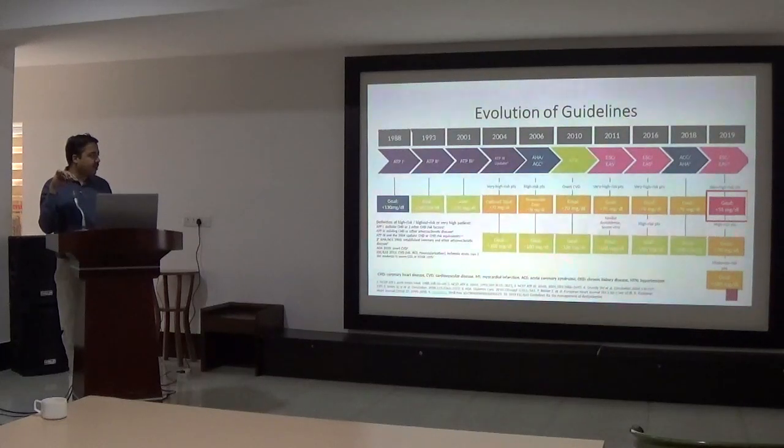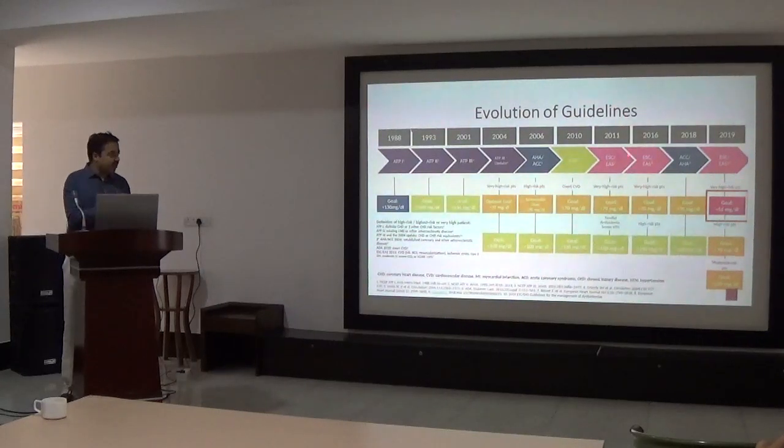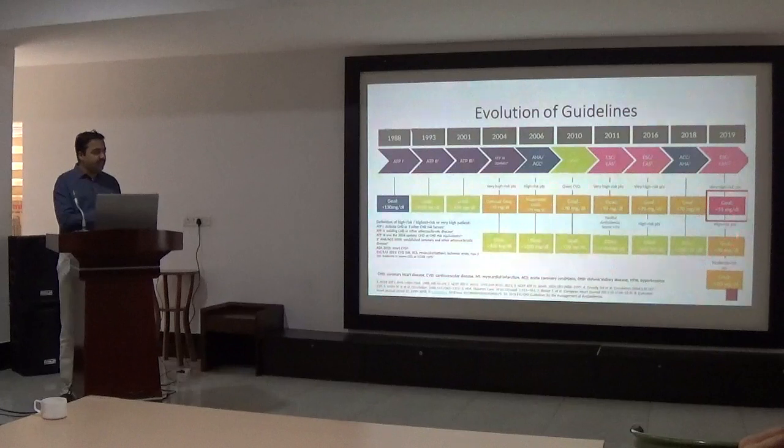This remained the same for quite some time until it was changed by ESC in 2019. In 2019, ESC gave for the first time that LDL should be less than 55 for very high risk patients. For high risk patients, the goal is less than 70, and for moderate risk, the goal is less than 100. So this less than 55 was changed in 2019 only. Till that time, the goal was less than 70. For quite some time, it was less than 70. Now it is 55. This is again for very high risk patients. For high risk patients, it remains the same.